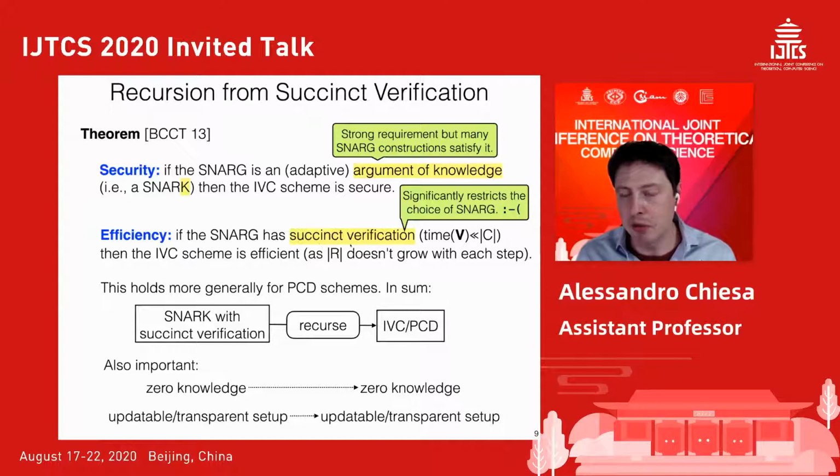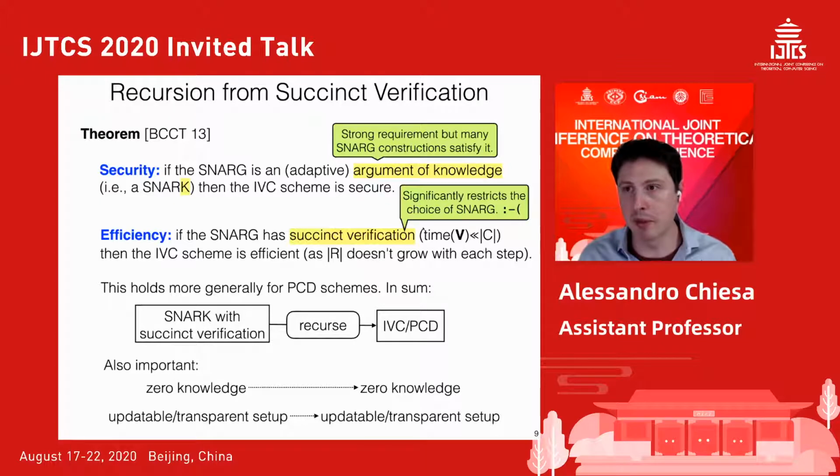The fact that we need to require the snark to have a succinct verifier actually severely restricts our choice of snark. There are some really nice snark constructions out there that have excellent properties, but they're just not succinct. And so we can use them for a number of things, but recursion as is doesn't seem to be one of them. So this is going to motivate the second part of the talk.